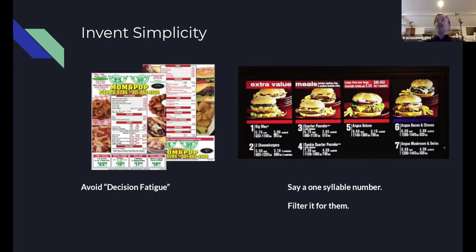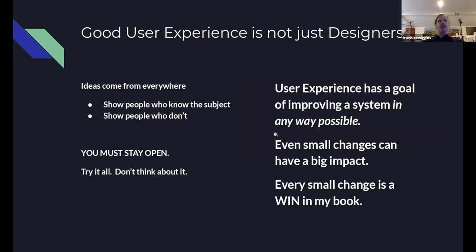I love how McDonald's was able to take ordering food and just have it be a one syllable number. You filter the entire menu for someone. I appreciate that in this day and age where you go into the supermarket aisle and there's like 30 flavors of Cheez-Its. There's too many decisions. Help me make the decisions. I think the software should help.